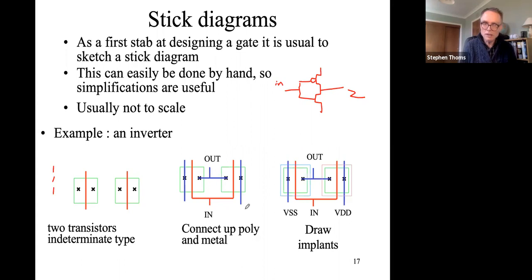So we can draw those in, and we need some implants. So we can draw the implants. So we've got the N select here, we've got the P select here, and we've got the N well here. Starting to look a little bit more complicated, but you can still see that you can draw that fairly quickly by hand and just see what it looks like. Then we can start thinking about how we're going to arrange this.